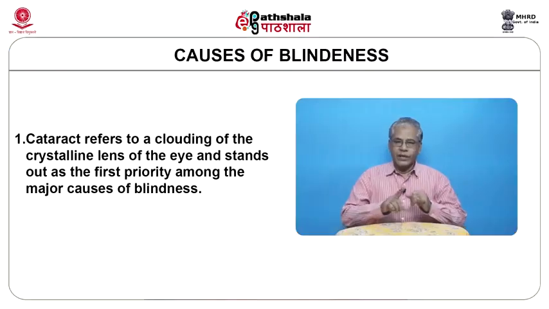Vision 2020 has identified many causes of avoidable blindness for immediate priorities on the basis of the burden of blindness they represent and the feasibility and affordability of interventions to prevent and treat them. 1. Cataract refers to a clouding of the crystalline lens of the eye and stands out as a first priority among the major causes of blindness.